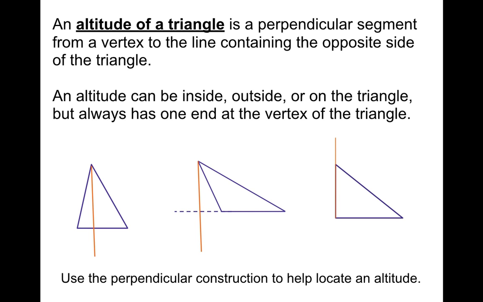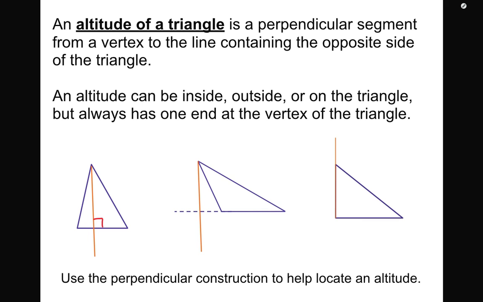Notice my pictures here. The red segment is the altitude. In the first triangle, the altitude, the perpendicular, it's going to stay right inside. Is it cutting that side in half? No, it's not. It just goes wherever it needs to go from this vertex and make a 90-degree angle.